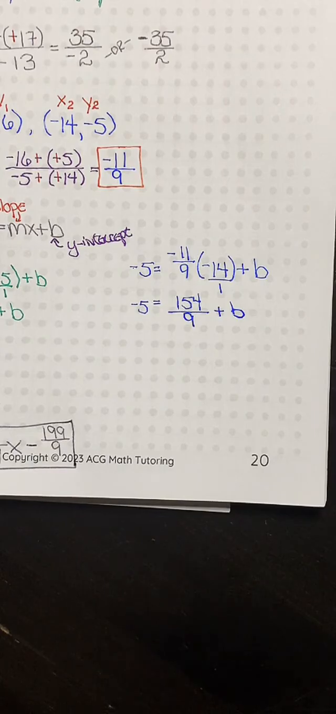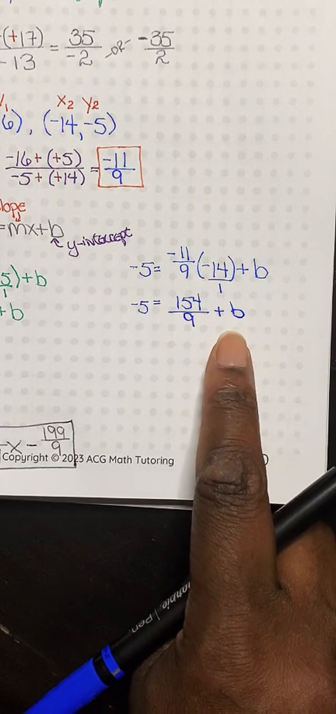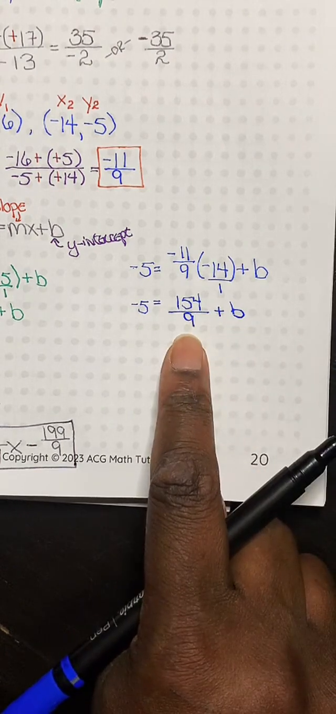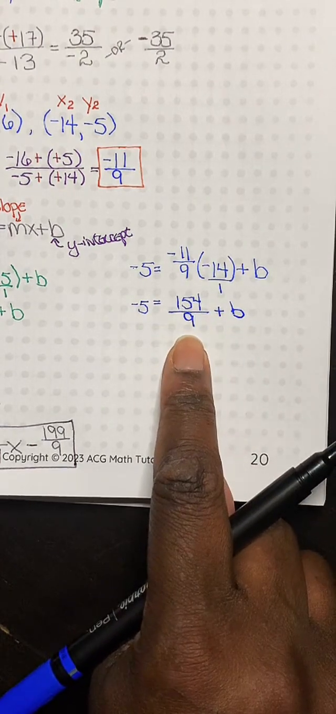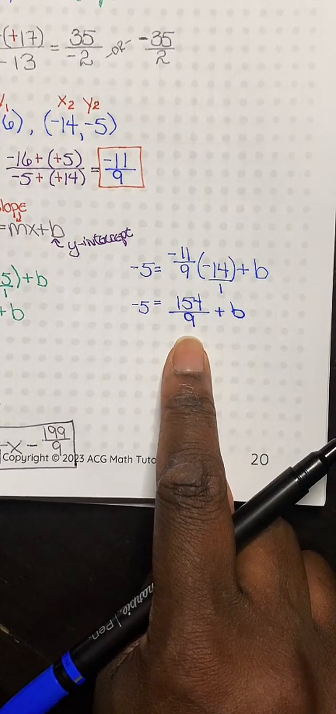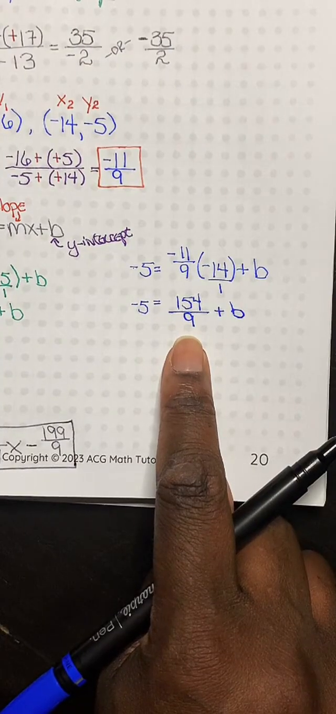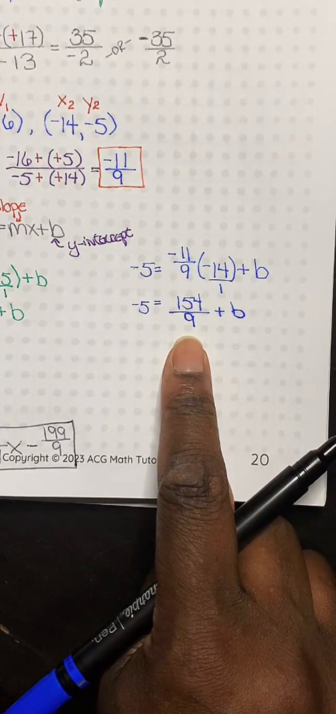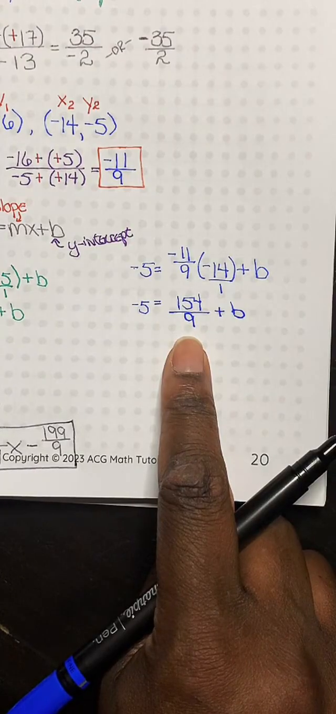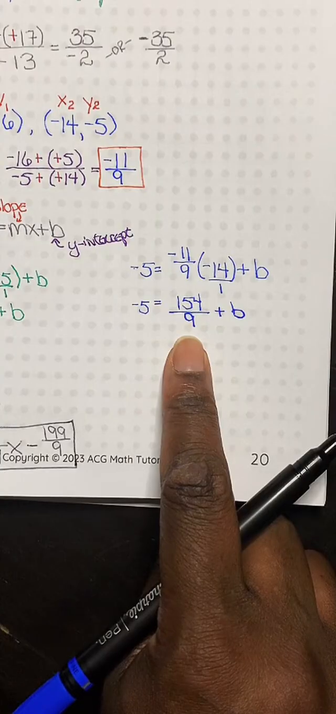Okay. So now we want to isolate our b. That means this 154 ninths, I know you're going to be tempted to make it into a mixed number, but hold that temptation inside, okay? It's like when you go to a public event, you're like, I wonder what it would be like for me to streak. Just hold that temptation inside, okay?